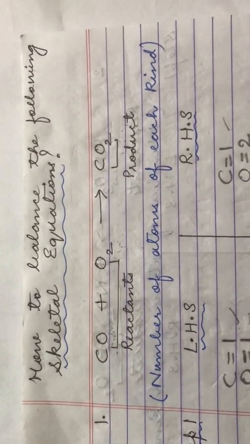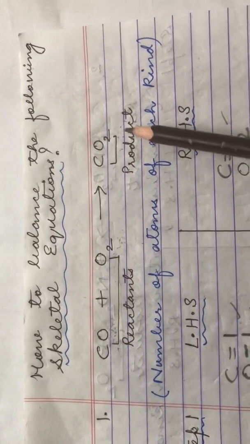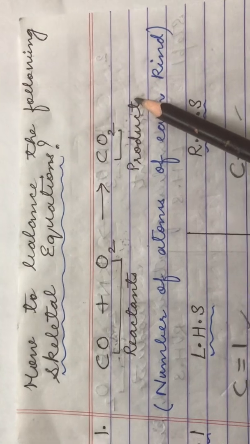Hello students, let us learn how to balance simple skeletal equations of this form. Carbon monoxide plus oxygen giving carbon dioxide. So CO is carbon monoxide and O2 is oxygen. These are the reactants and our product is carbon dioxide, CO2.